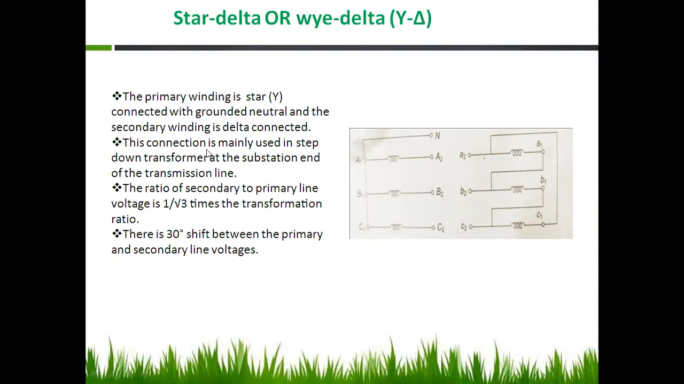This connection is mainly used to step down the voltage at the substation end of the transmission line. The ratio of the secondary to primary line voltage is 1 by root 3 times the transformation ratio. There is a 30-degree shift between the primary and the secondary line voltage. This is why it is generally used to step down the transformer at the substation end of the transmission line, where the primary is star connected and the secondary is delta connected.